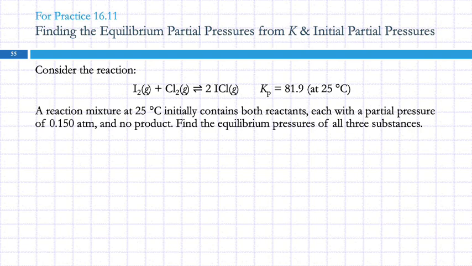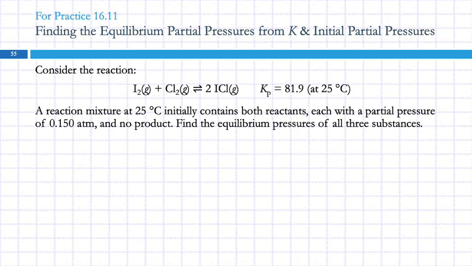Okay, so here we have partial pressures instead of concentrations, instead of molarities. It works the same way. When we're dealing with partial pressures, the partial pressures always have to be in atmospheres. So we've got a reaction, we've got a KP. The reaction mixture contains both reactants, each with a partial pressure of 0.150 atmospheres, and no product. Find the equilibrium pressures of all 3.